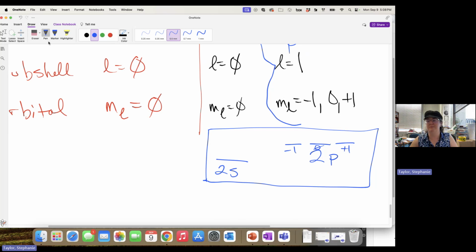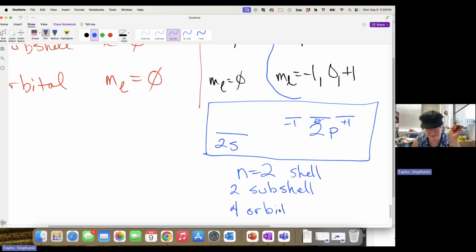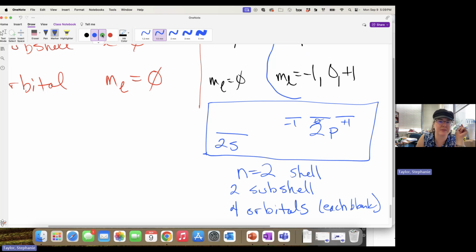Sorry, I'm going to take a drink for just a minute. Okay. This is the n equals 2 shell. It has 2 subshells. It has technically 4 orbitals, where each blank line is an orbital. This is an orbital, that's an orbital, that's an orbital, that's an orbital. 4 orbitals total in that box. So that's shell, subshell, orbitals.